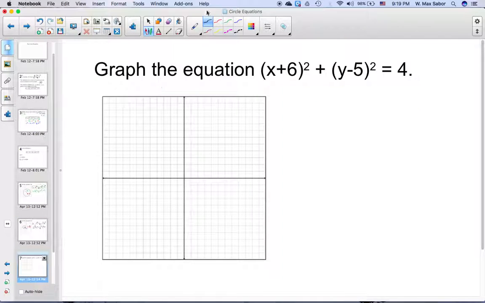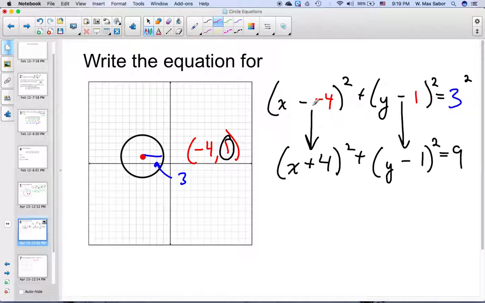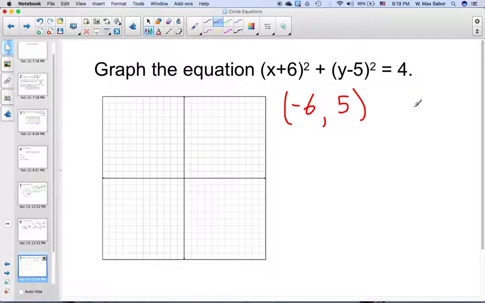All right, let's go backwards. Graph this equation. So the x1, y1. y1 is actually the easiest part. That'll be 5. And this 6 will become negative 6. The signs change, just like the signs change from negative 4 to positive 4. And then the radius is not 4. The radius is 2, because 2 squared is 4. You could think about this as the square root of 4 gives me the radius, which is 2.